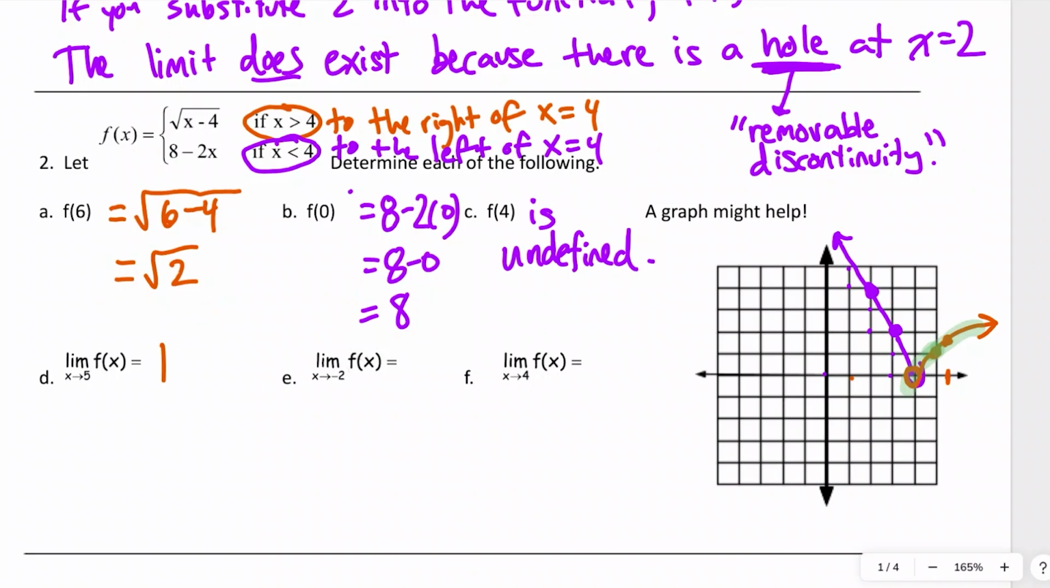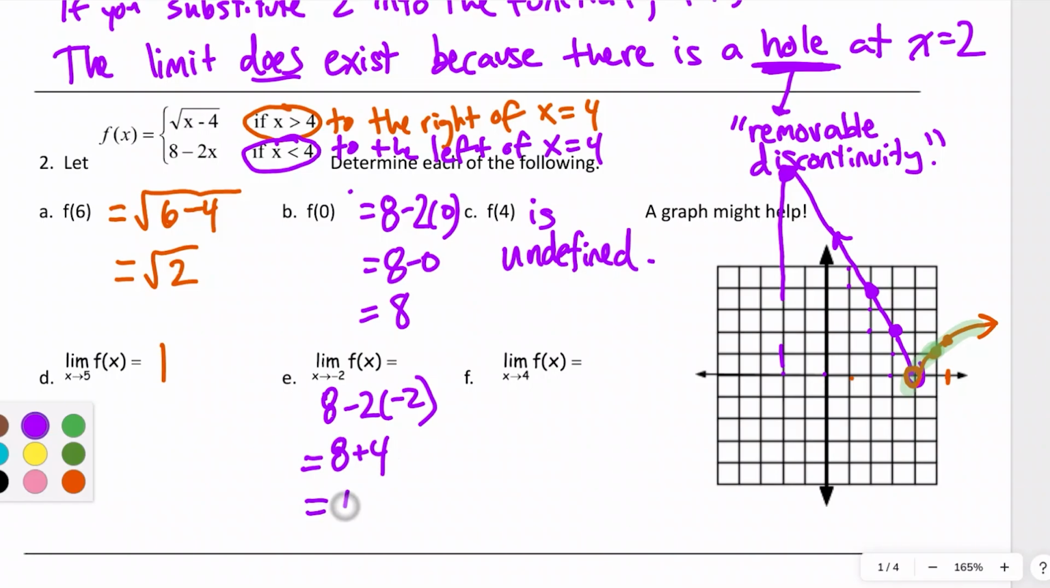All right, E, the limit as x approaches -2. Now, -2 is less than 4, and that is off the grid here. That's okay, but we should know that this graph is continuing. So when x is -2, that's going to be some point up here, so it's going to be bigger than 8. You might be able to just figure it out, but I think it might be easier to just plug it into the equation. So 8 minus 2 times -2 is 8 plus 4, which is 12. And that's bigger than 8, so that seems like a reasonable answer.